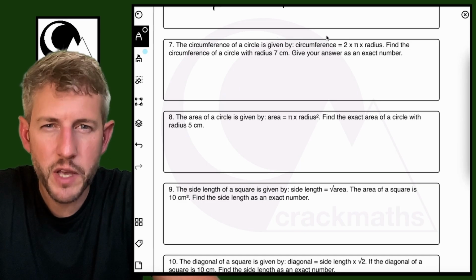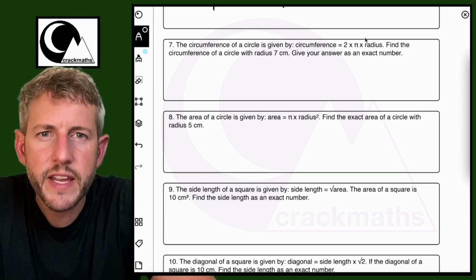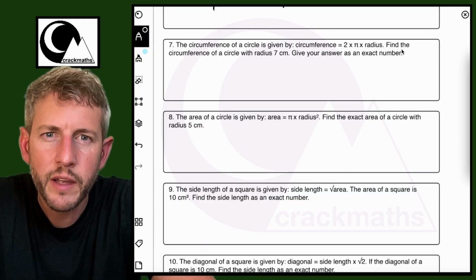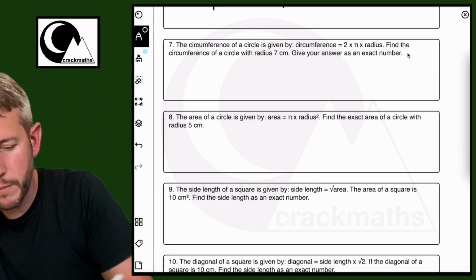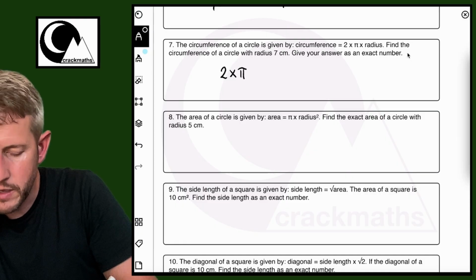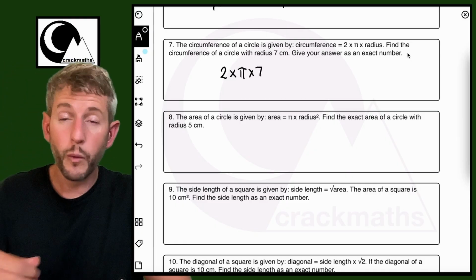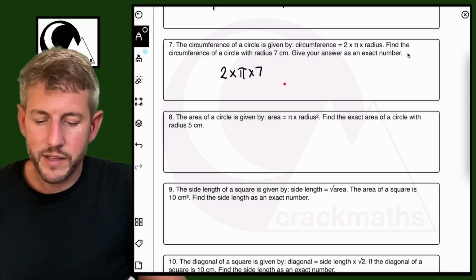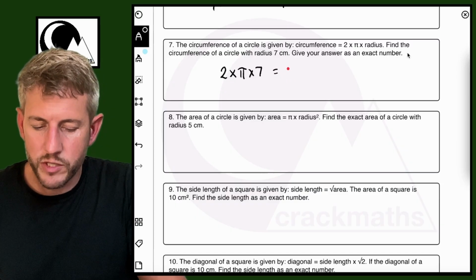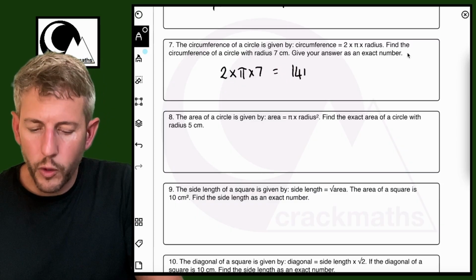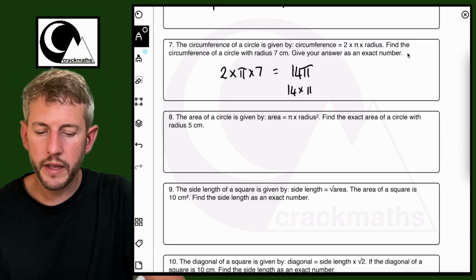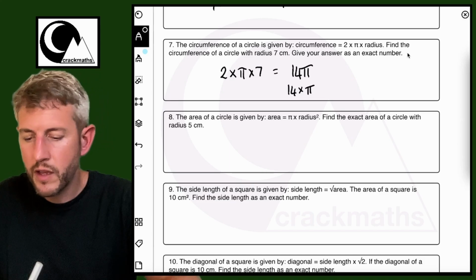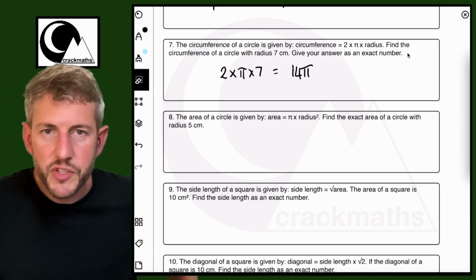So let's have a look here. The circumference of a circle is given by circumference equals 2 times pi times radius. Find the circumference of a circle with a radius of 7. Give your answer as an exact number. So what we do is we plug in the numbers that we can. We've got 2 times pi times 7. Remember, with multiplication, we can do it in any way we like. So we can do 2 times 7 first, and so we can call this 14 pi, okay? Remember, this means 14 times pi, and that's what 14 pi means. But 14 pi is just the way we write it.